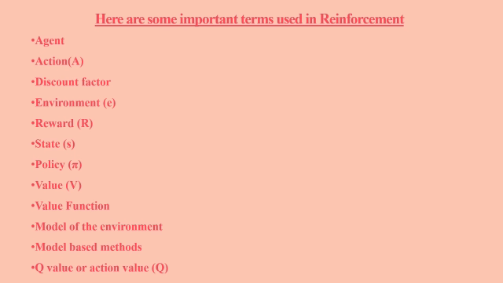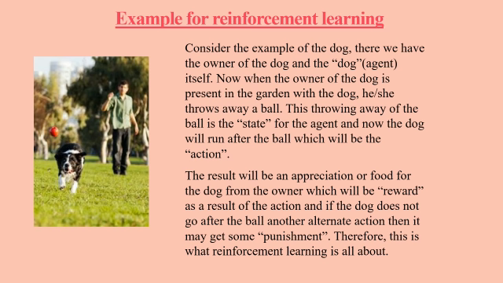Q value or action value. Q value is quite similar to value. The only difference between the two is that it takes an additional parameter as a current action. To understand the terms and concept of reinforcement learning, let's take up an example.